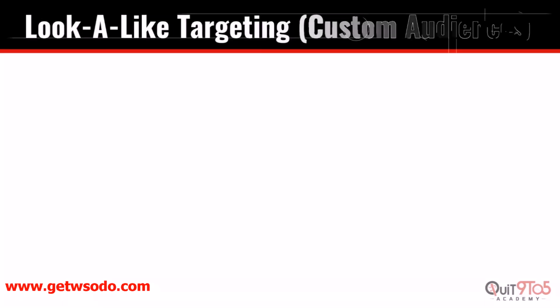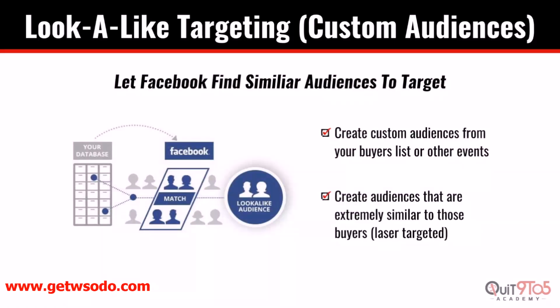Lookalike audiences are unique to Facebook. How you get a lookalike audience is you would create a custom audience from your buyers list or other events that have happened on the website of your offer. What you would do then is create audiences that are extremely similar to those buyers. These are laser targeted audiences because you're telling Facebook to create an audience that is exactly like people who are already buying your product. This is not something that we're going to teach you in this module because in order to have good lookalike audiences, you're going to need to build up your custom audiences first with a bunch of good data from purchases.